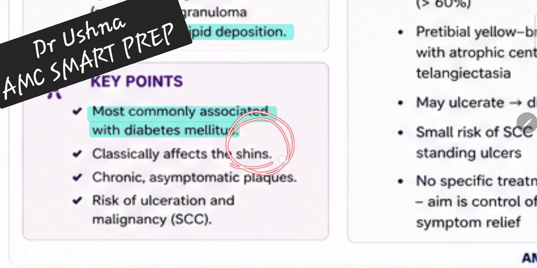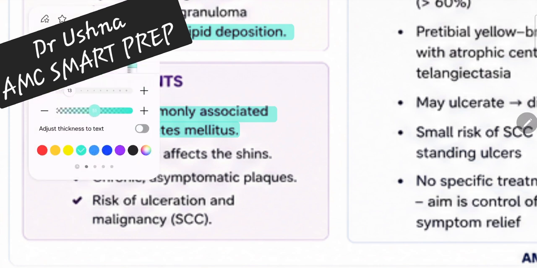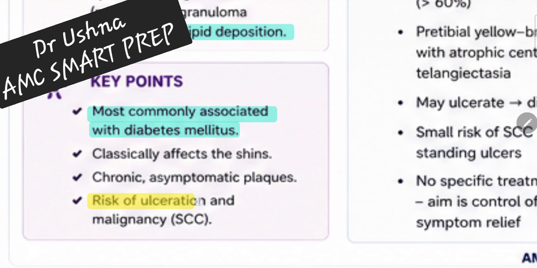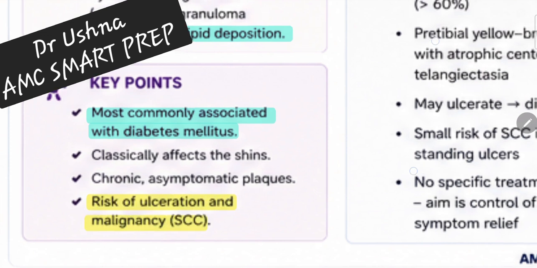It mostly affects your shins, and the patient mostly presents with asymptomatic plaques. You know what a plaque is? A plaque is a raised area of more than 1 centimeter on your skin. Why are we more fearful of the diagnosis of necrobiosis lipoidica? Because there are high chances of development of cancers. If the patient has necrobiosis lipoidica, then there may be a risk of development of squamous cell carcinoma. That is your particular concern.